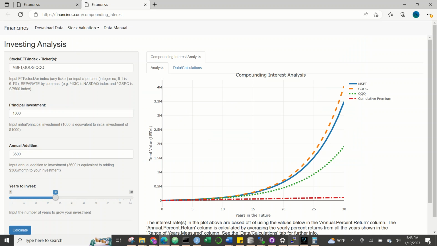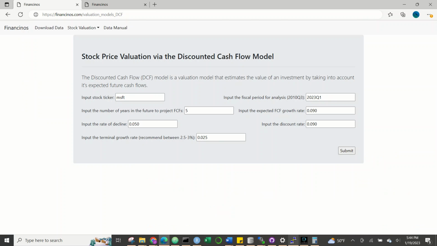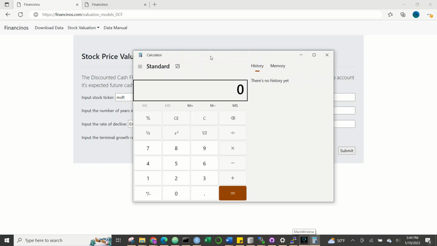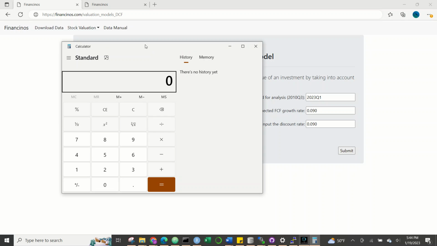So right here, we can take a look at some stock tickers, Microsoft, Google, and we'll scroll down. Microsoft has an average annual percent return from 2007 through 2022 of 17.98. So let's go ahead and calculate using a margin of safety. We're going to calculate a conservative growth rate. Value investors like Warren Buffett like to use a conservative growth rate.